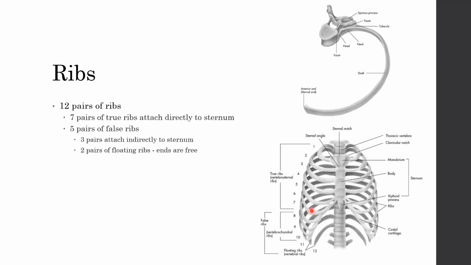So for our 12 thoracic vertebrae, we have 12 pairs of ribs and 24 ribs total. 7 of the 12 pairs of ribs is what we categorize as true ribs. These are true ribs because they connect anteriorly directly to the sternum. The sternum is made of 3 different regions.